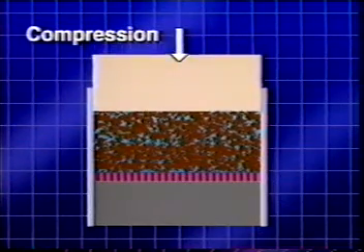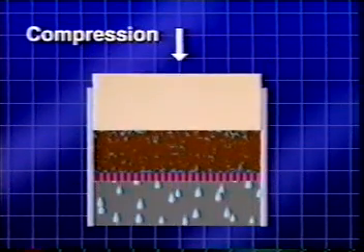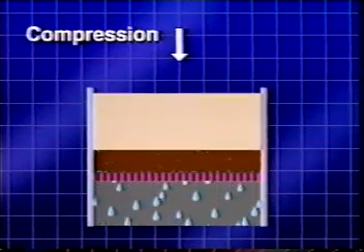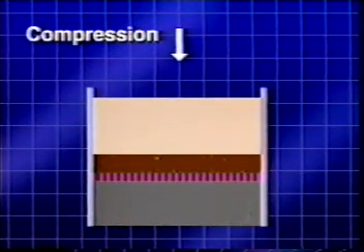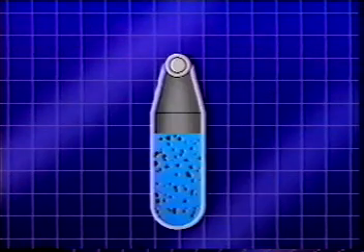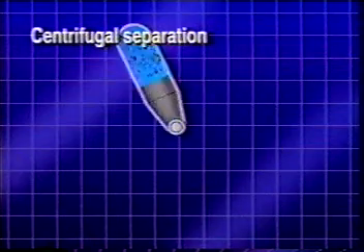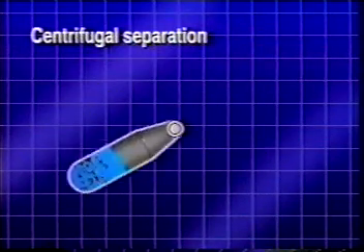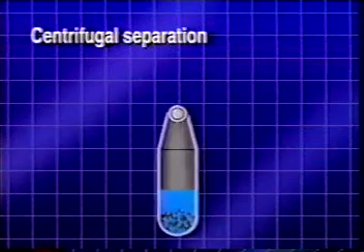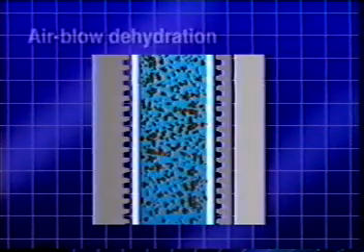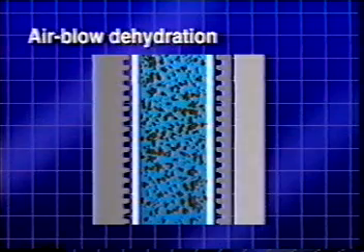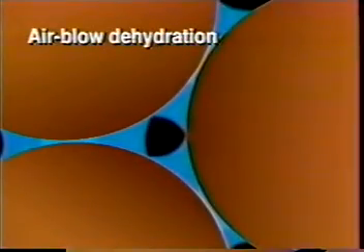The cake can generally be described as a porous mass of non-fluid solid particles containing liquid. Compressing the cake toward the filter medium squeezes some of the remaining liquid out through the filter medium, making the cake drier. This process is called compression. In centrifugal separation, slurry is acted upon by centrifugal force, which causes solid particles with a higher specific gravity to separate and move outwards. Another method is air-blow dehydration, in which air is blown over the cake surface to expel residual liquid through the filter medium.